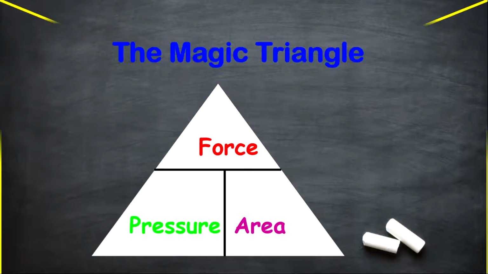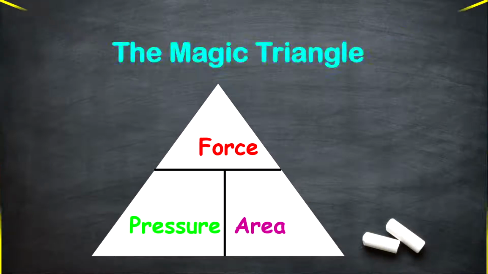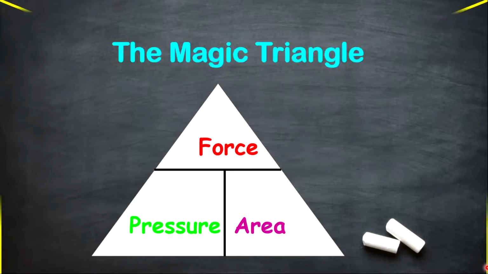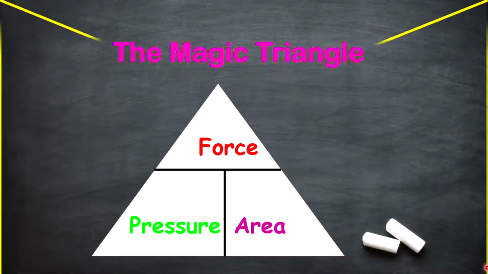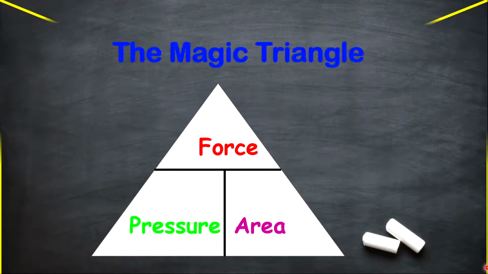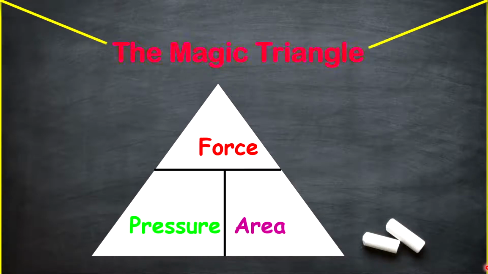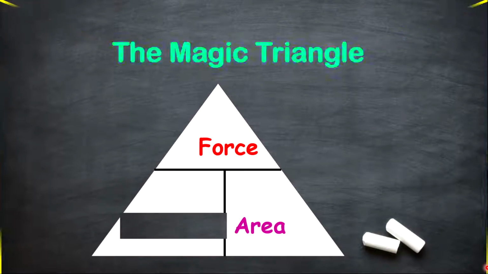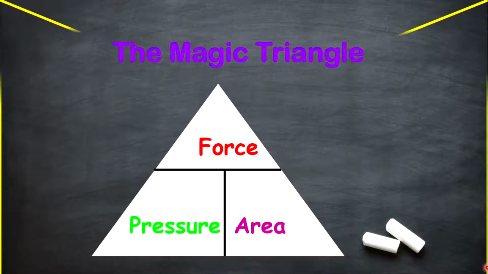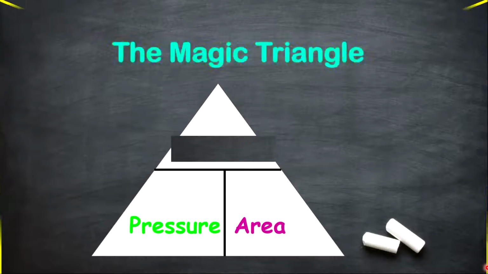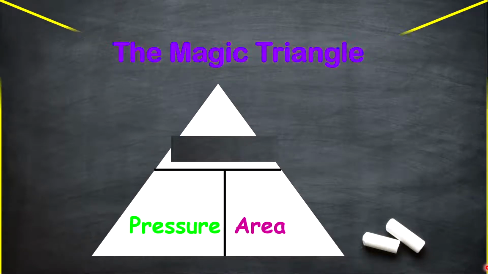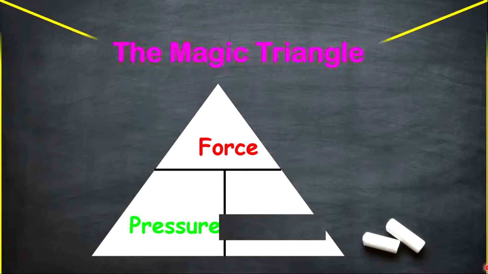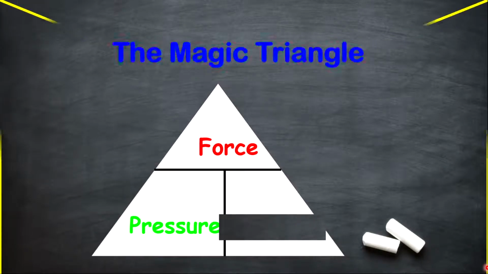Now for our magic triangle. How do we apply this magic triangle? If you want to find a variable, you will cover that variable. So for example, if you want to find pressure, it's going to be force divided by area. If you want to find force, then it is pressure multiplied by area. If you want to find area, then it's going to be force divided by pressure.